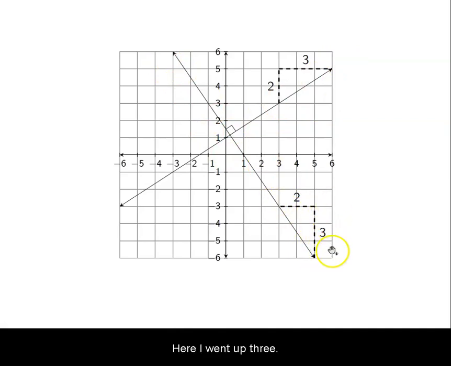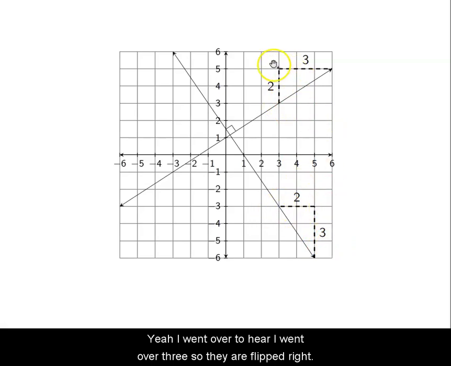Here I went up 3. Here I went up 2. Here I went over 2. Here I went over 3. So they are flipped, right? Instead of going up 3 over 2 like I did here, I did the opposite, up 2 and over 3. So they have opposite signs and they are reciprocals of each other.